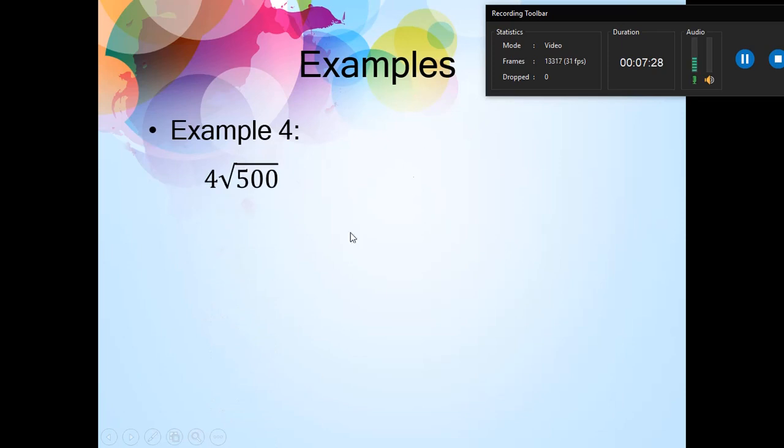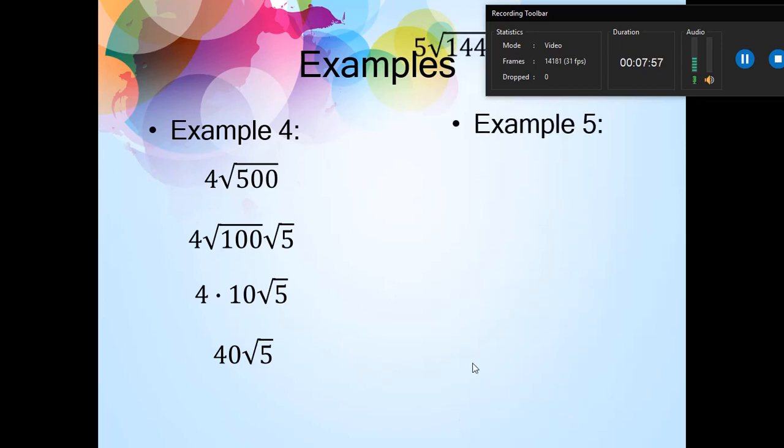In example number 4, we have a coefficient out front. For the radicand of 500, I want to go as big as possible. So I think the perfect square that I would like to use is 100. 100 is perfect, and it will simplify into the whole number 10. So I have 4 times 10. Radical 5 will stay intact, and my final answer is 40 radical 5.